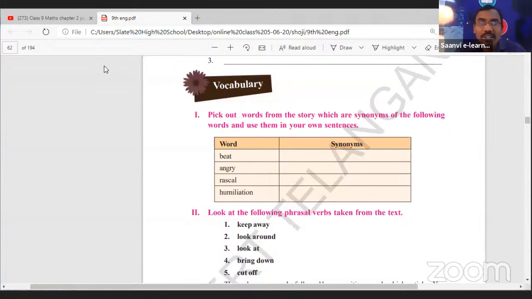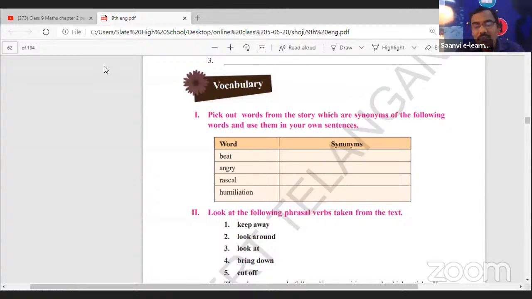Next one, humiliation. Humiliation means ashamed of, A-S-H-A-M-E-D, ashamed of. And another word is insult. So beat means flog, thrash, whack, rap.